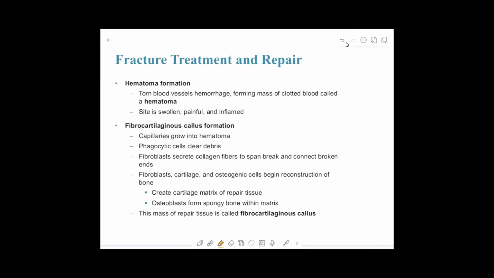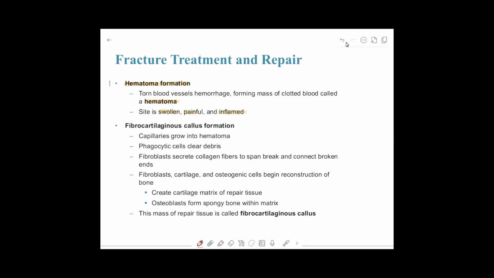There are four different stages to treatment and repair. The first one is hematoma formation, and a mass of clotted blood is called a hematoma. So the site is swollen, painful, and inflamed.